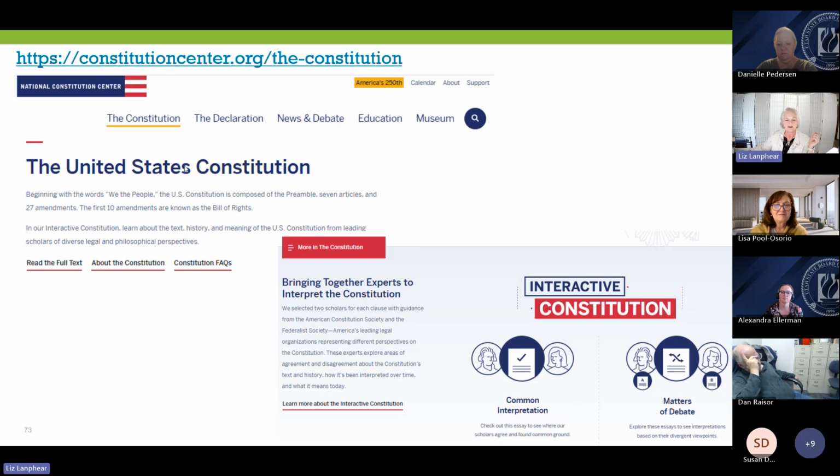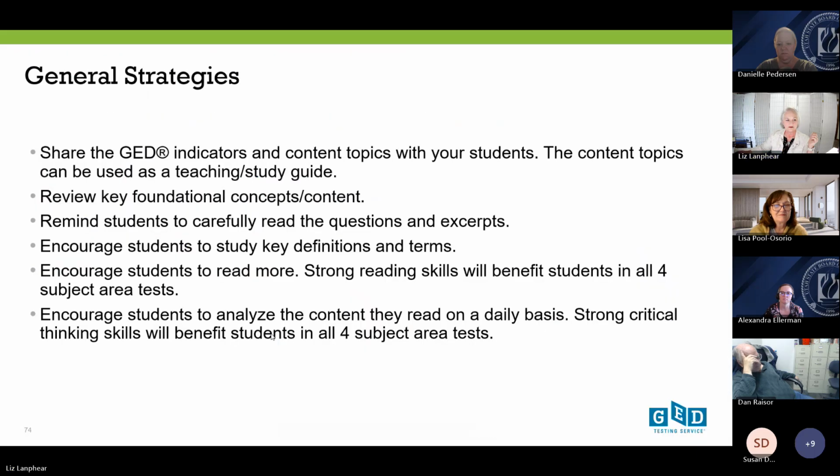Constitutioncenter.org. And so information about the Constitution and items that you can use to teach those strategy or information. So general strategies, we're going to go ahead and wrap up here. Share the GED indicators, review the foundational concepts, remind students to carefully read the questions and excerpts. I just really cannot emphasize that enough.